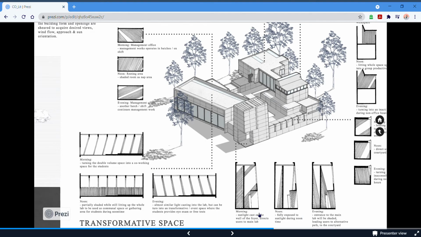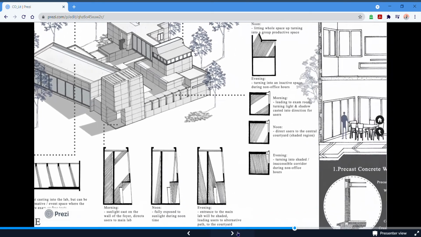And for the foyer, this will be the foyer. The light casted directs users into the main lab during the morning, and it's fully exposed to the sunlight during the noon time, which indicates it's inaccessible during lunch hours. And in the evening time, it directs users to the courtyard instead of the workspace. Here will be the entrance leading to the courtyard over here.